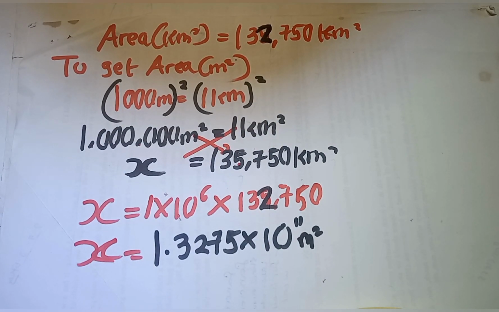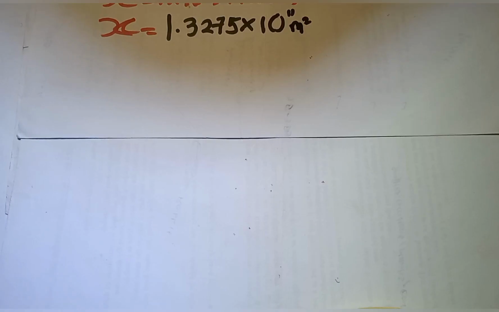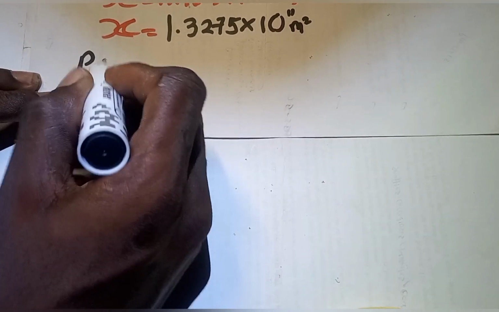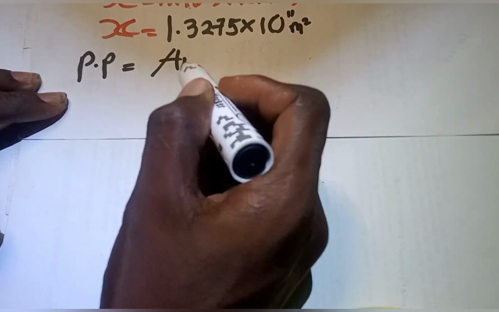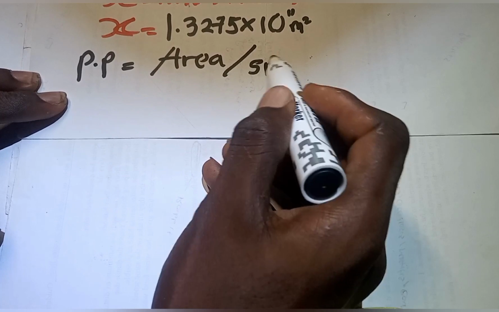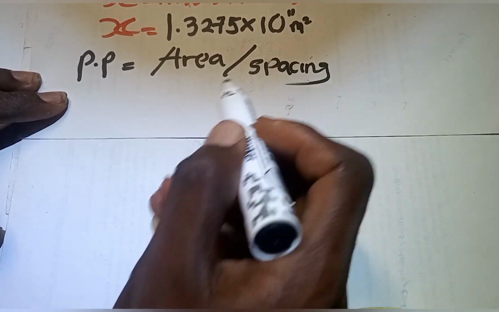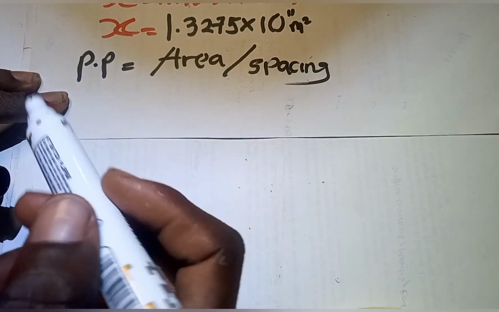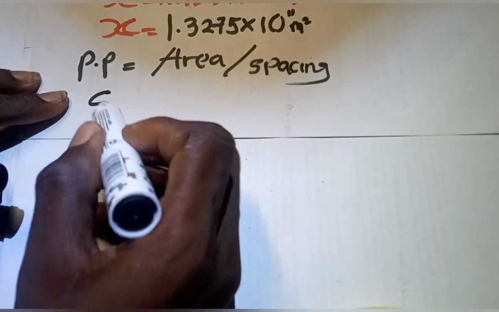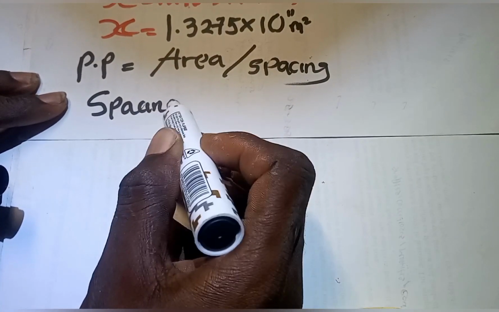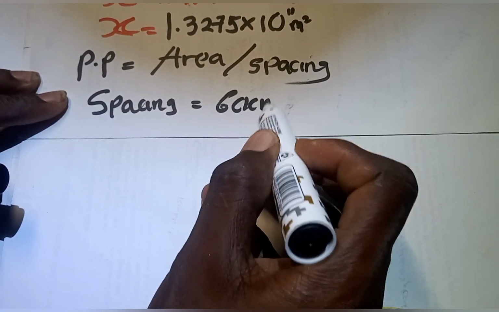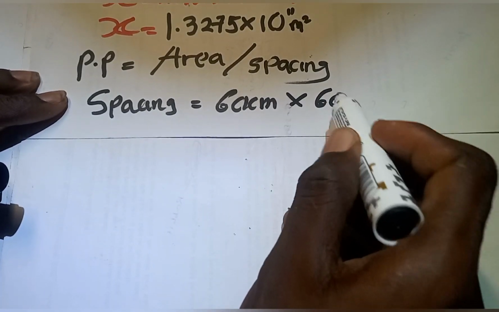Now I can easily proceed with the calculation of the plant population. And don't forget, the plant population is area over spacing. Plant population is equal to area over spacing. Area in meter square over spacing in meter square, but they gave me spacing in centimeters, which is 60 centimeter by 60 centimeter.